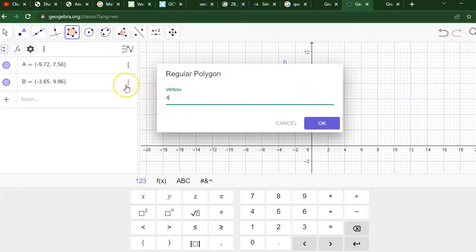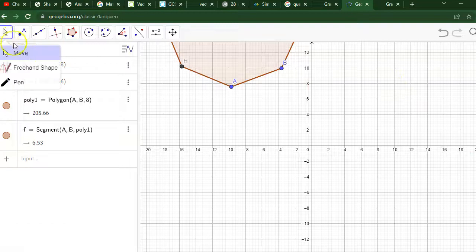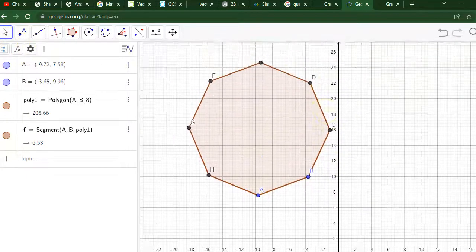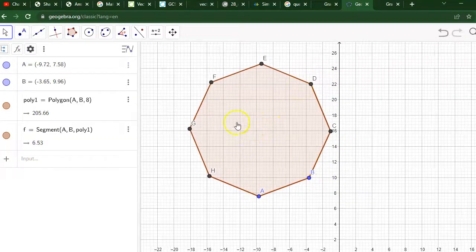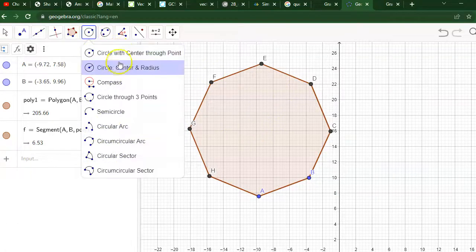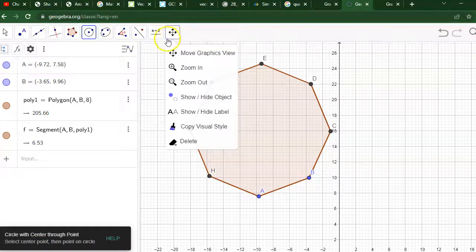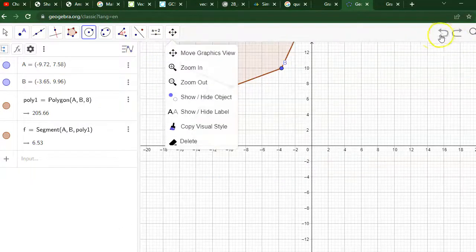If it is a regular polygon, let me say an 8-sided regular polygon. So you just do it. So you can see, let me take this, move. So this is the one. You can draw different types of things. You can draw all kinds of circles. There are so many things. It's a very useful one, this one.